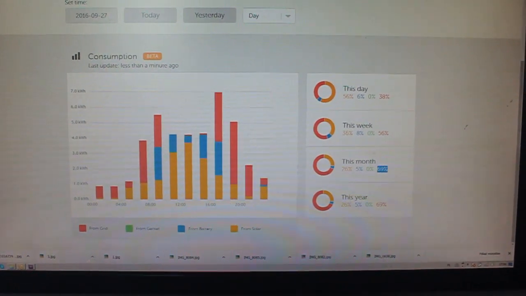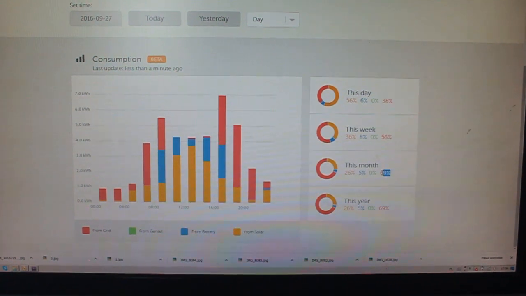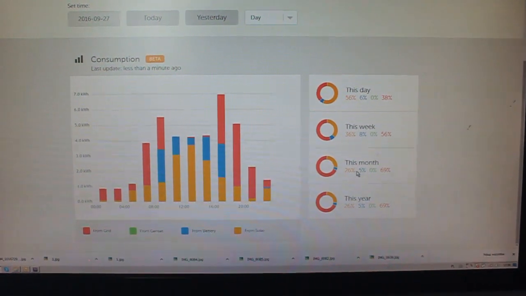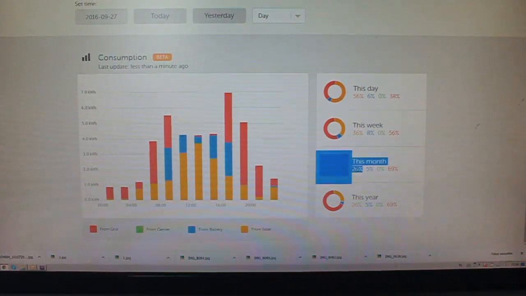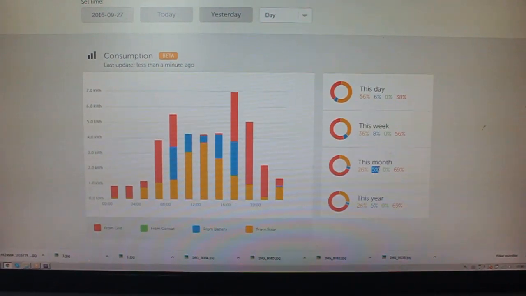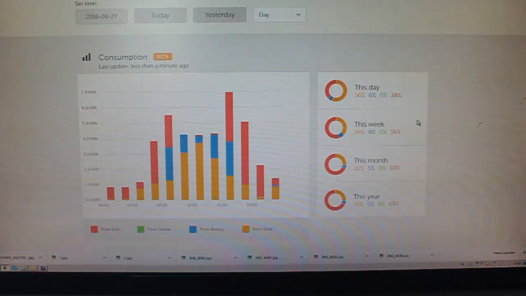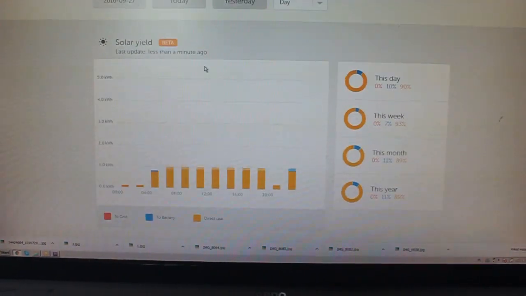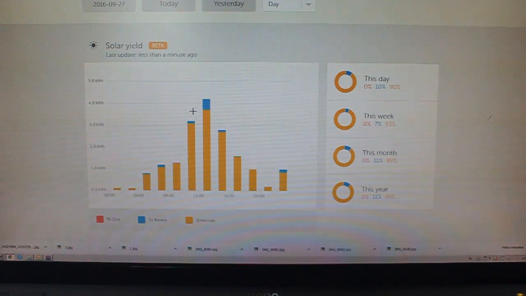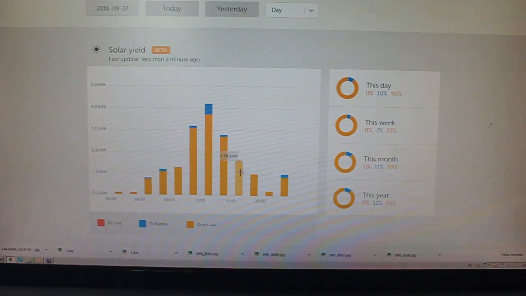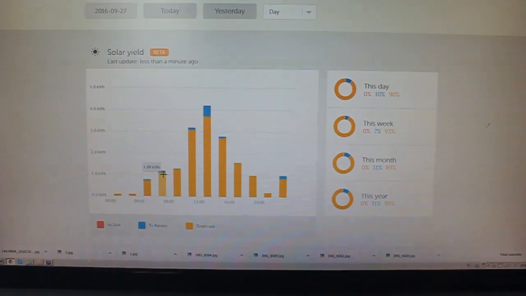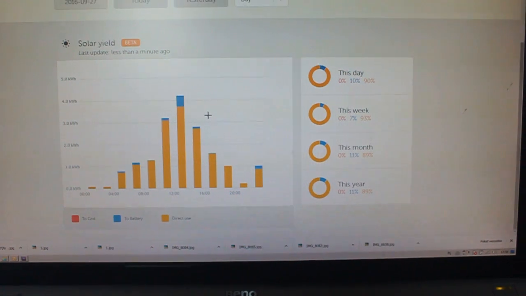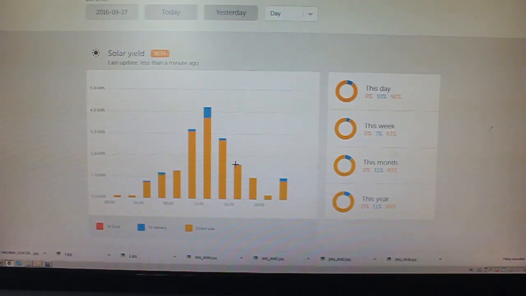this month 70% of energy was still pulled from the grid, only 26% from the renewables and 5% from the battery. Solar, this is the same. Yellow is direct use, and the blue is surplus power, which is the extra energy which could flow to the grid in case there were no batteries.